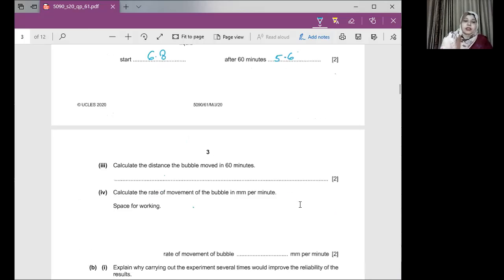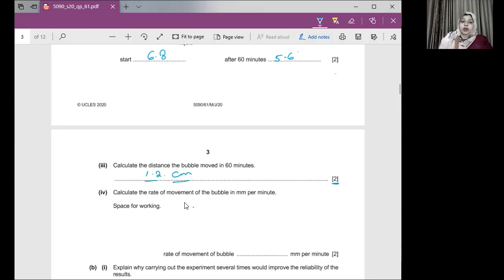Now, next is calculate the distance the bubble moved in 60 minutes. Definitely you have to minus, and you will get the answer of 1.2 centimeter. Here they are giving you 2 marks. It means 1 mark for the calculation and 1 mark for the unit.